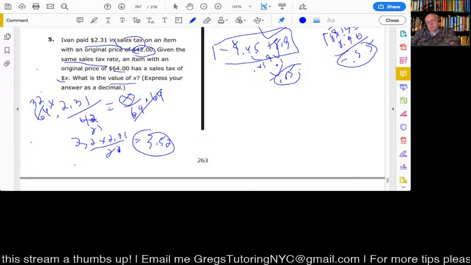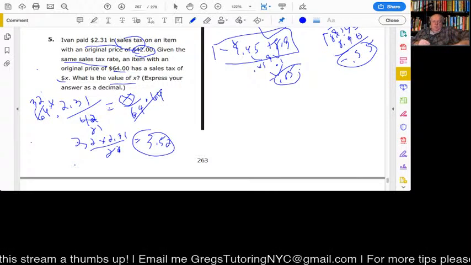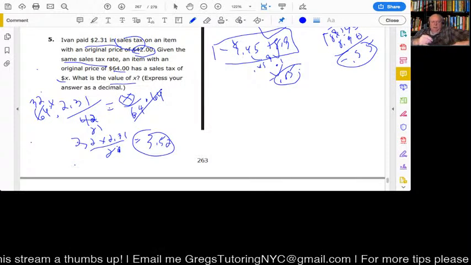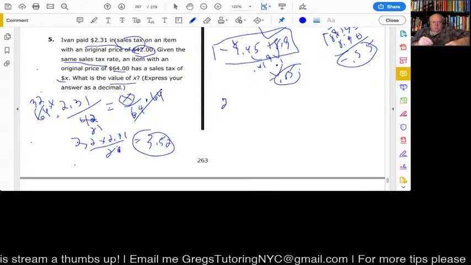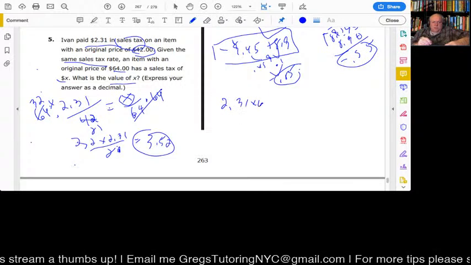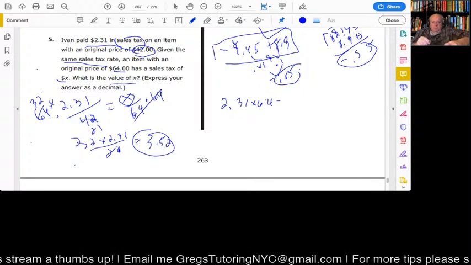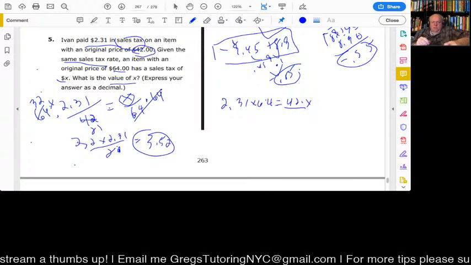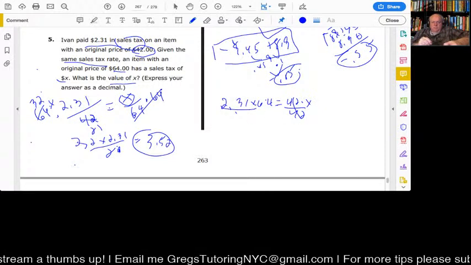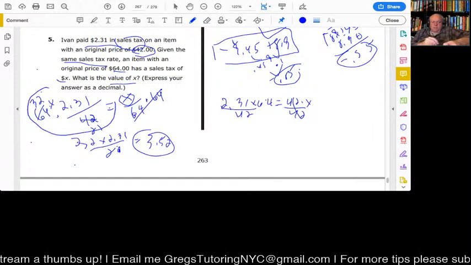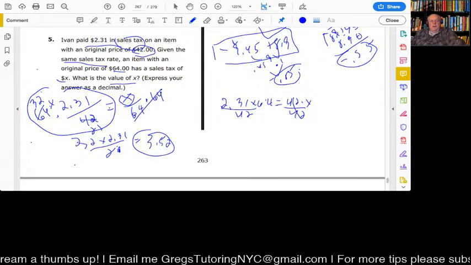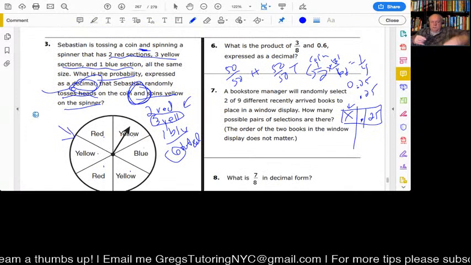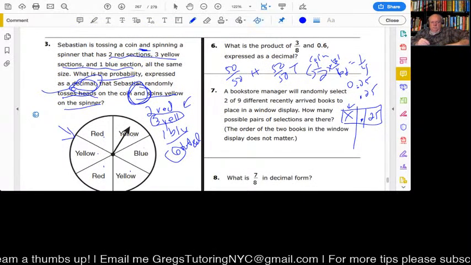Right, cross multiply. Or just do what I did here, because if you cross multiply, you're going to get 2.31 times 64 equals 42 times X. And then you're still going to divide both sides by 42. So you're still going to get the same thing there. All right. Okay, that was 5, 6. Let's get rid of some of this clutter here.